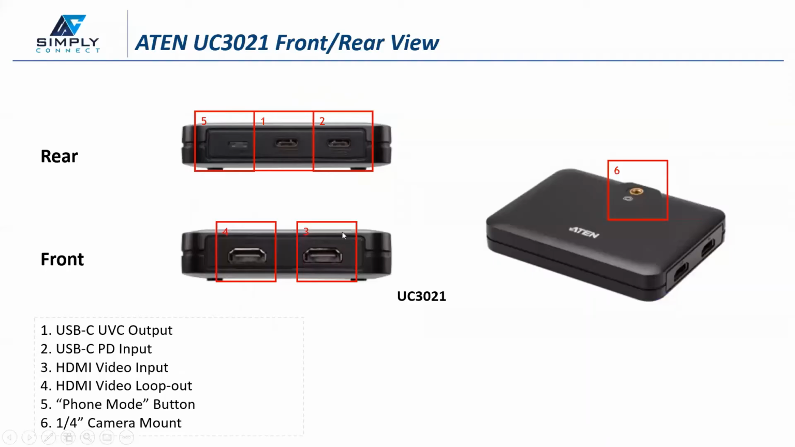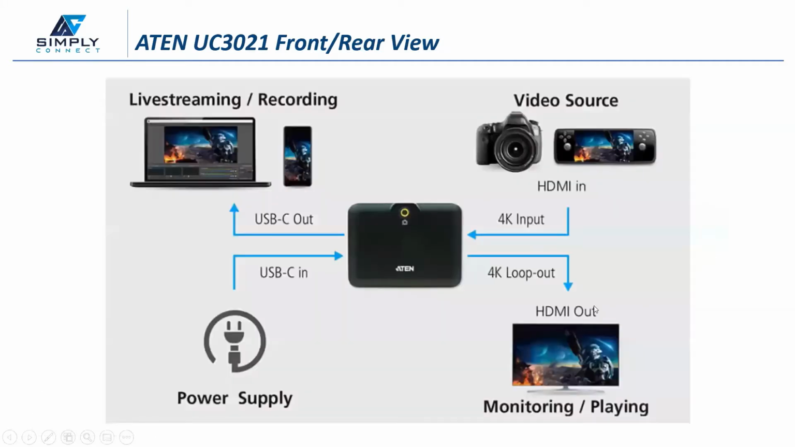Then we have UC3021. As I mentioned, you can have the HDMI go in, and then you can have a loop out to a local monitor. After that, you can use the USB-C to capture and stream out through your PC or phone. So this is the connection diagram.